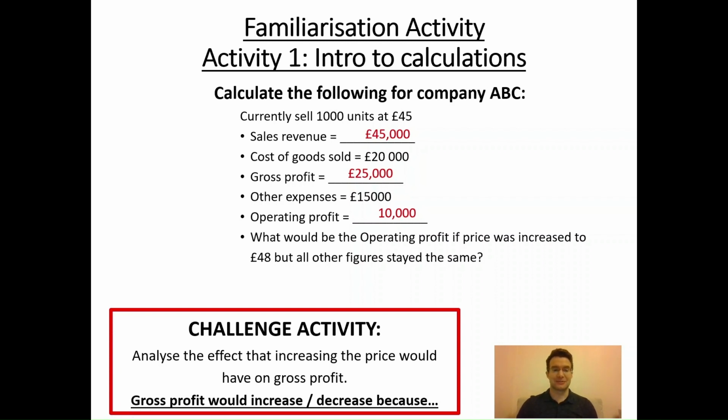Now we come on to the challenge activity, which asks you to analyse the effect that increasing the price would have on gross profit. Now, it may be that gross profit would increase. If you increase the price and there's no subsequent effect on the level of demand, then each unit you sell would increase the sales revenue and therefore gross profit would increase. However, there is a concept within business called price elasticity of demand, which means that if you increase price for some products, demand will fall by a greater extent. And therefore, with some products, if you increase the price by a small margin, demand would fall drastically, thereby decreasing the gross profit.